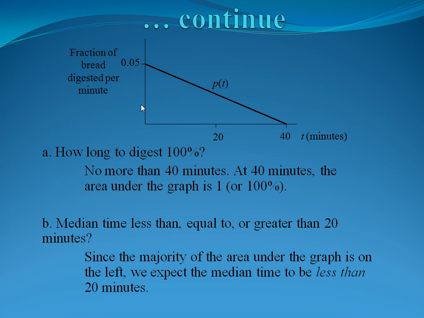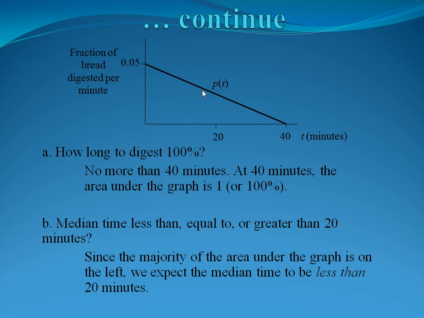For part B, is the median time less than, equal to, or greater than 20 minutes? Now, if you look at 20, and remember that the median is when half the population is less than a number and half is greater than. If we look to the left and the right, to the left there's a lot more area under the curve than to the right. So what that tells us is that our actual median should be to the left of 20, because we need to find the point where the areas are equal. So we expect our median time to be less than 20 minutes.